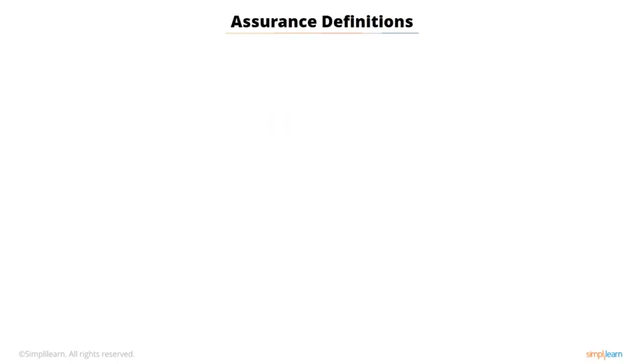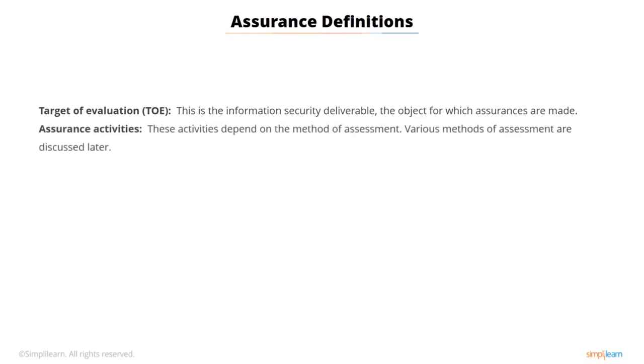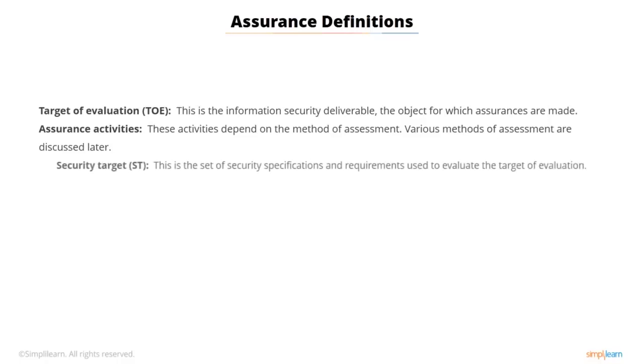Now, when doing your risk-based audit, there's some definitions you need to have in mind. Target of evaluation. This is the particular information security deliverable, the object for which assurances are made. What is it you're testing? Assurance activities are the things you use to test, the methods of testing. We'll discuss those at length later on. The security target. These are the security specifications and requirements that you use to test the target of evaluation.